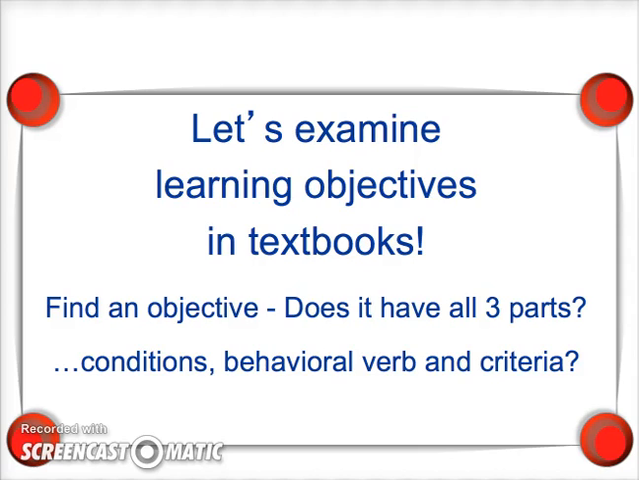So your task is going to be to find an objective. Does it have all three parts: condition, behavioral verb, and criteria? And if it doesn't, and most don't, especially in textbooks, write one.